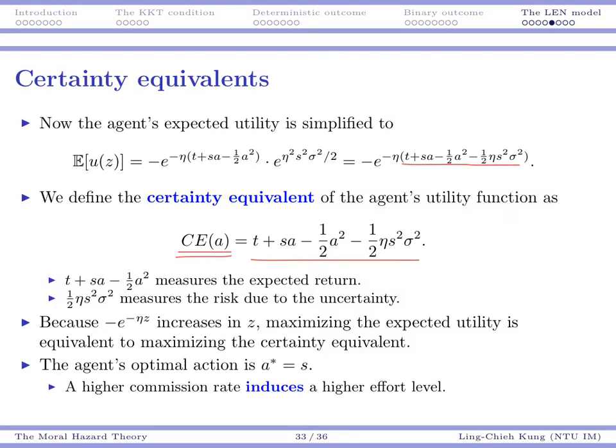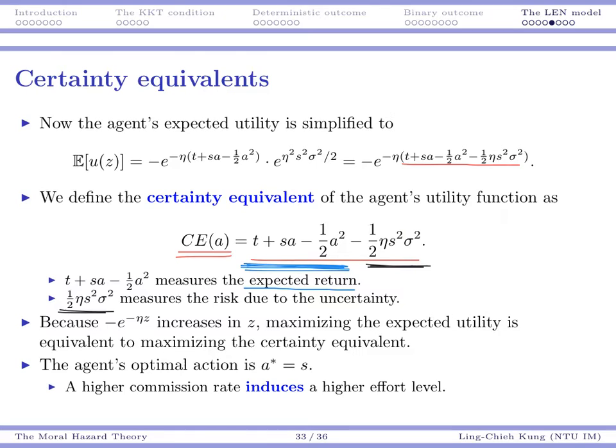What is this? This is something that people use to combine the expected return and risk of a random outcome. We have two terms. First is this one. What's this? This is exactly the expected return by exerting effort A. By exerting effort A, we get this random return. But what is interesting is that the second term here measures the risk due to the uncertainty. I, as an agent, don't like risk, so I have eta.